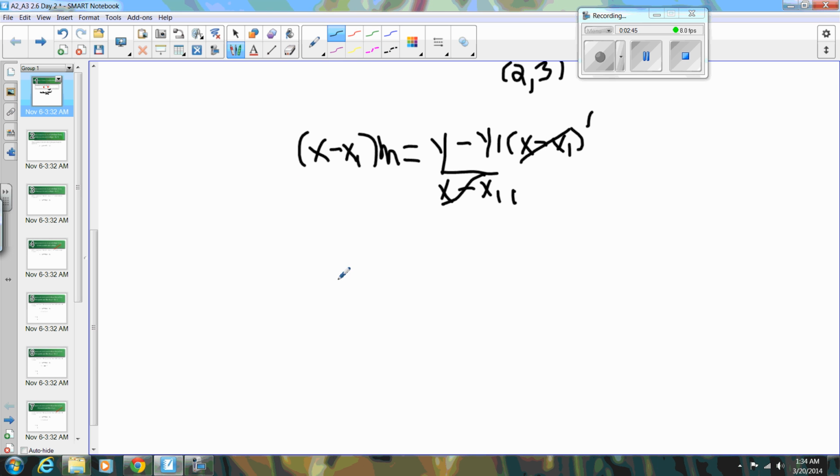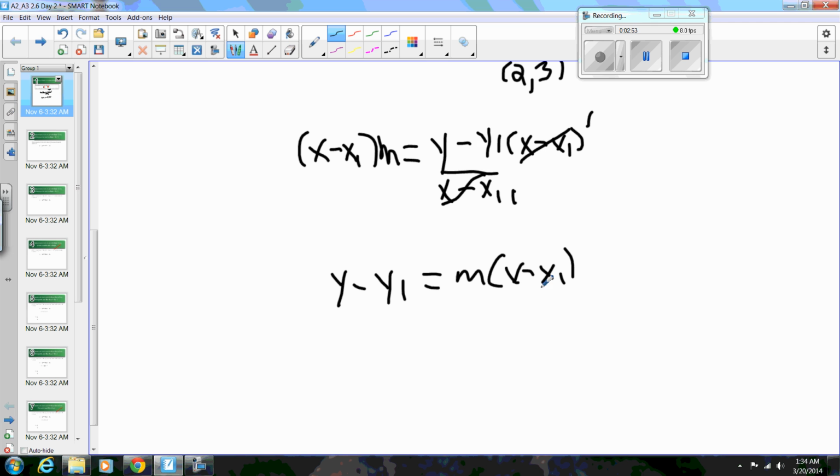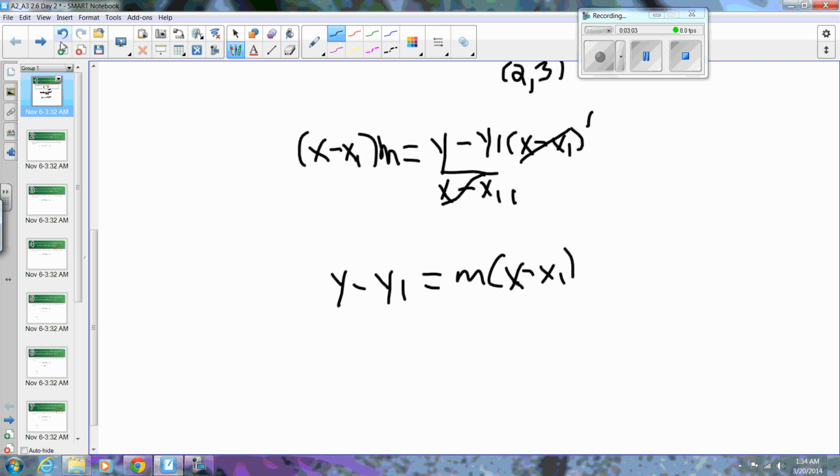So how can I write this? I'm just going to flip these sides, but then I can rewrite this formula to be y minus y1 is equal to m times x minus x1, which if you were paying attention, is just simply the formula that was given at the beginning of the video. So this is how it's derived. It comes from the formula for slope. Okay, so let's move on to the problems.